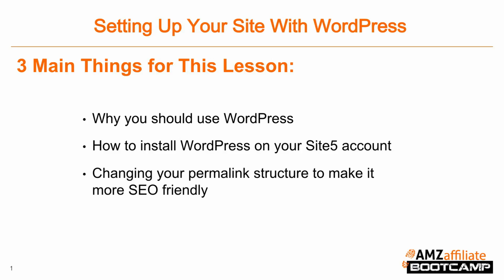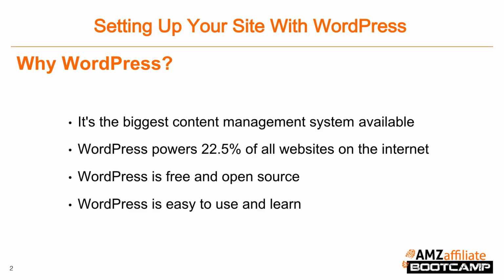Number one, why you should use WordPress for your Amazon affiliate website. Number two, how to install WordPress on your Site5 account. And number three, changing your permalink structure to make it more SEO friendly. So let's dive in. So I mentioned WordPress. Now, why WordPress? There's 8 main reasons why you should definitely build your Amazon affiliate website on WordPress.